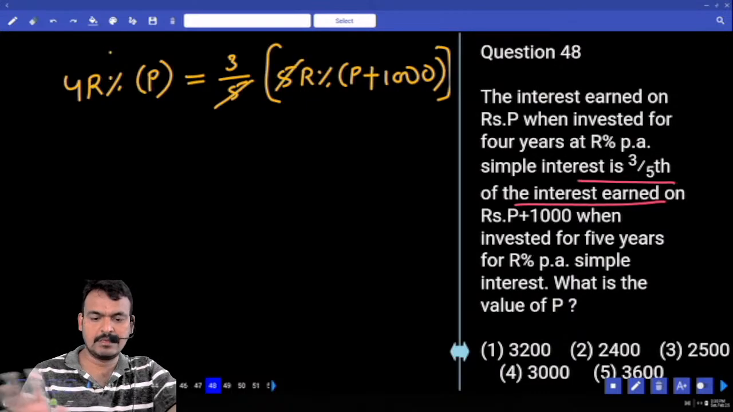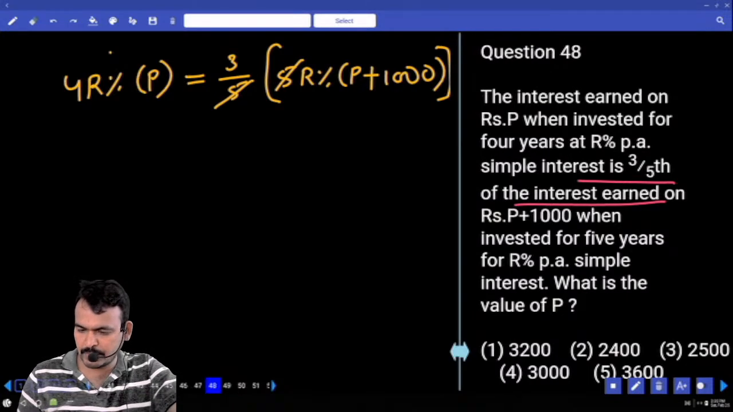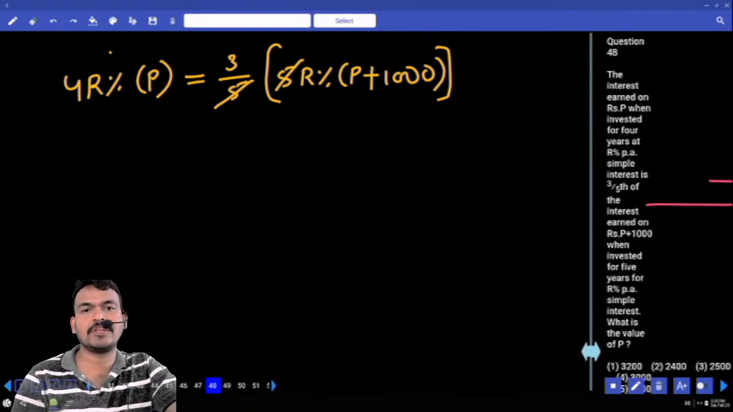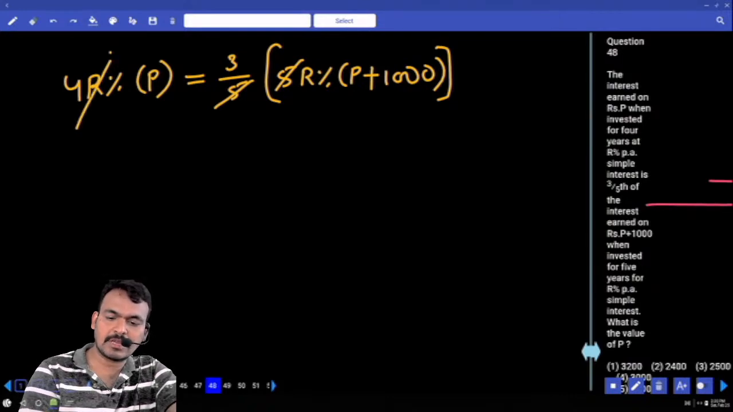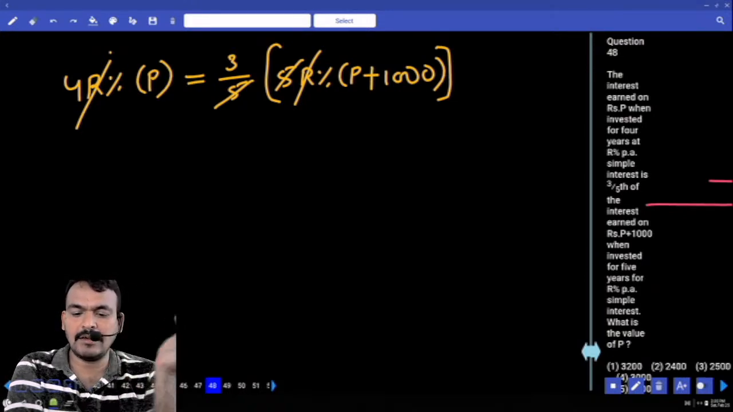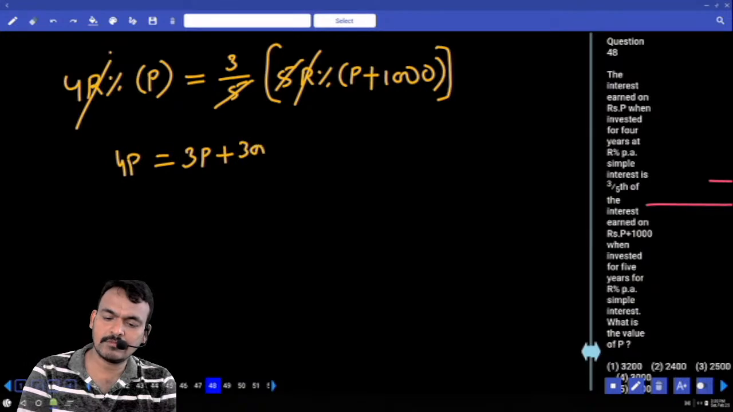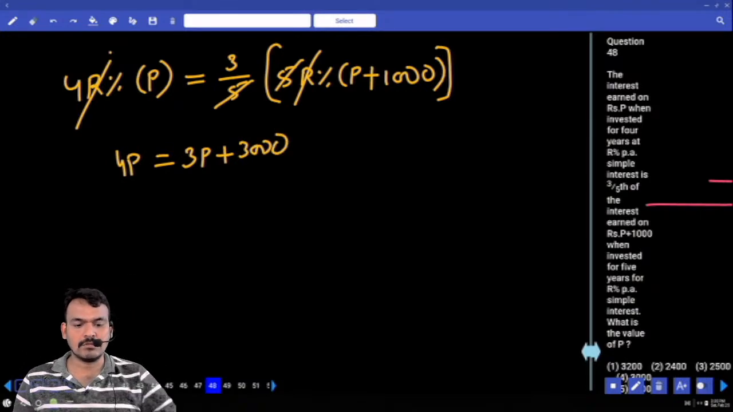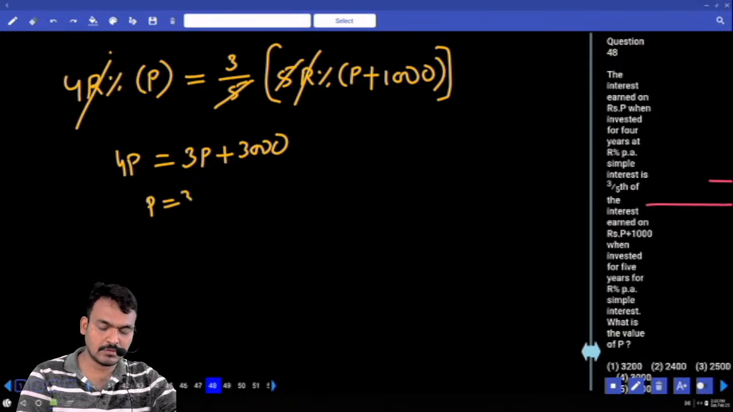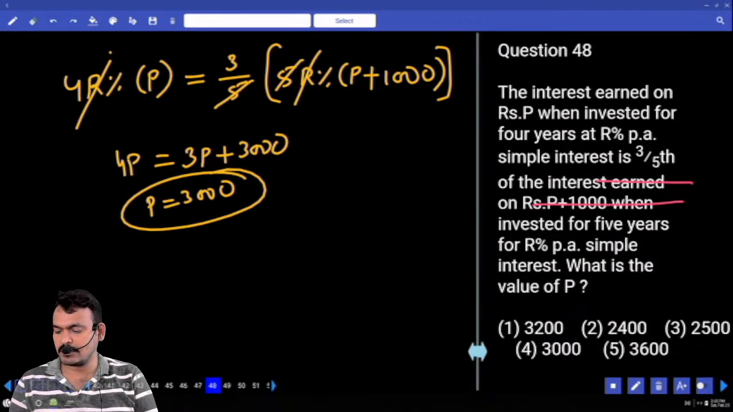5 cancels. Next, it is 4R% of principal on one side, and on the other this is 3R% of principal. One more R% also cancels, because it is written as 3R% of principal. R also cancels. What is the remaining value? 4P is equal to 3P plus 3000. What is the P value? 1000, sorry, P value is 3000. 4P and 3P difference is P. P equals 3000.